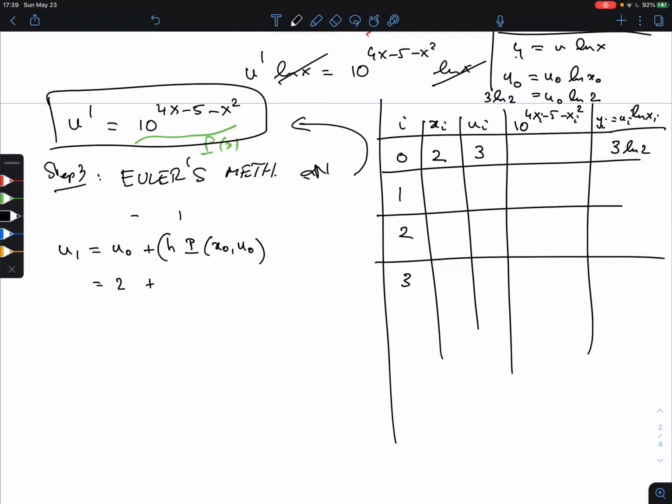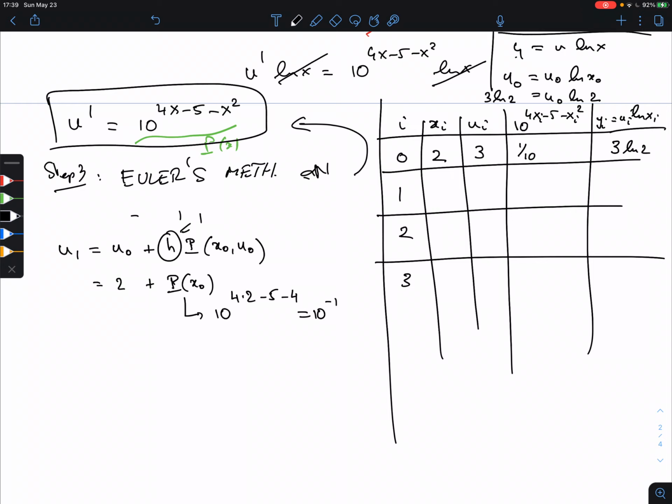u0 we know. The x0 is 2, h is 1, so we don't have to write that. And this p only depends on x0. So we have to calculate this. So the calculation of p(x0) here, what is that? Well, we have to plug in 10 to the 4 times x0, which is 2, right? 4 times 2 minus 5 minus 2 squared, 4. So 8 minus 5 minus 4, that is negative 1. So 10 to the negative 1, that is 1/10 or 0.1.